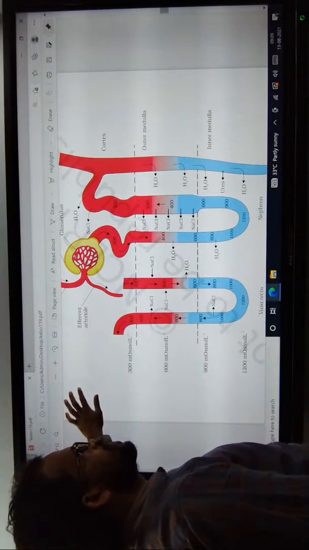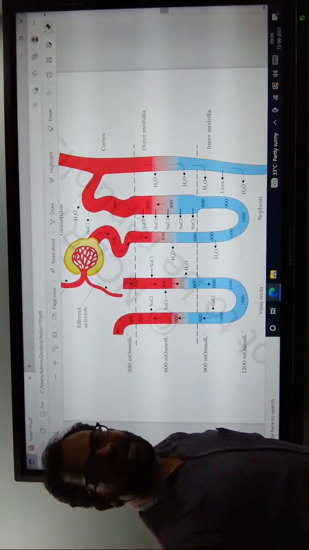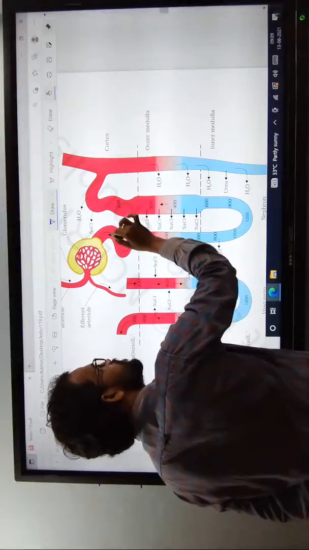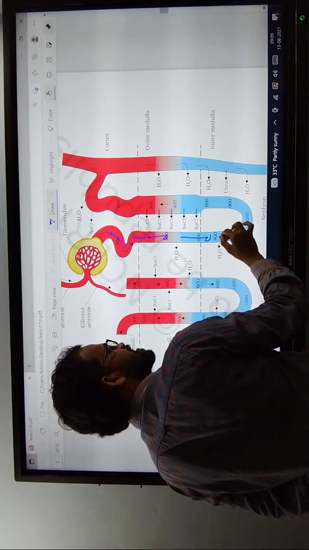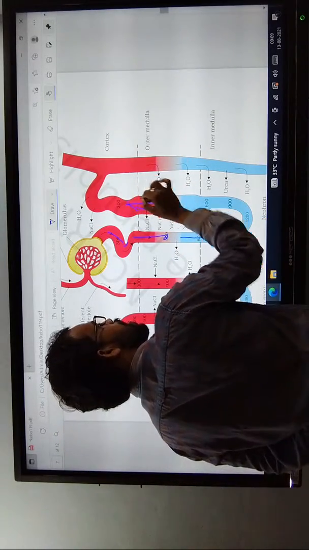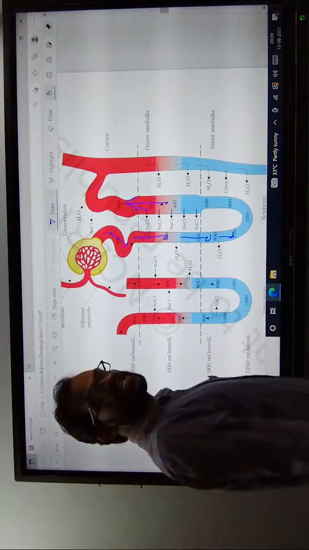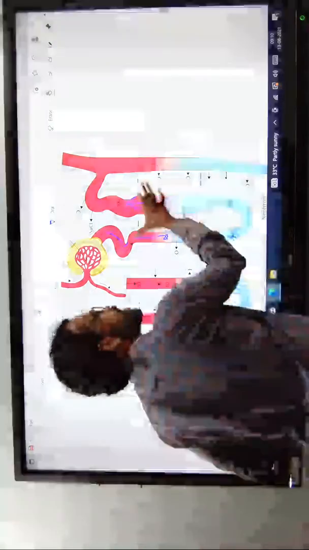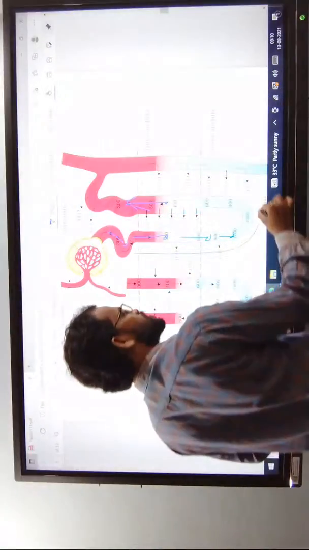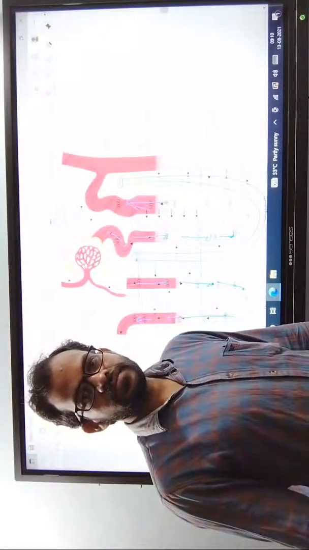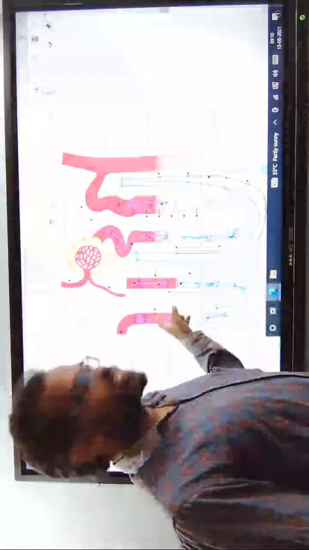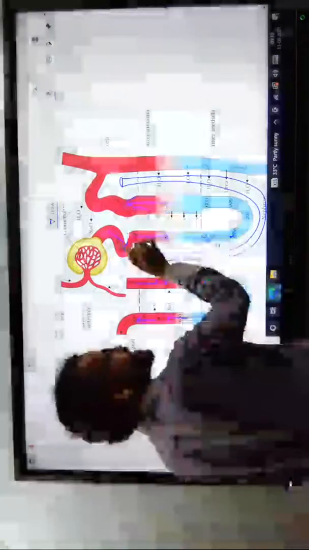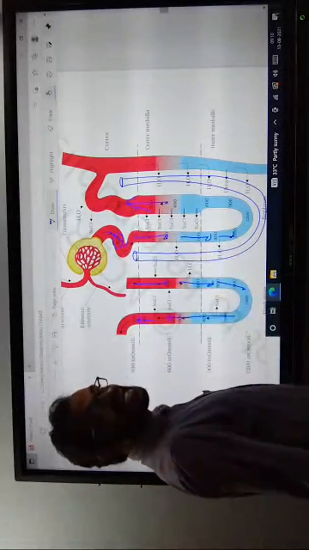Here is the diagrammatic representation of the counter current mechanism. It is an opposite flow. The filtrate flows in one downward direction and one upward direction, and the vasa recta surrounds the loop of Henle like this. The vasa recta also has one downward and one upward direction.